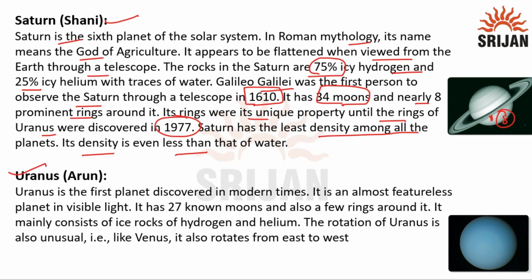Next planet is Uranus, also known as Arun. Uranus is the first planet discovered in modern times. It is an almost featureless planet in visible light. It has 27 known moons, and also a few rings around it. It mainly consists of ice rocks of hydrogen and helium, and the rotation of Uranus is also unusual like Venus. It also rotates from east to west.